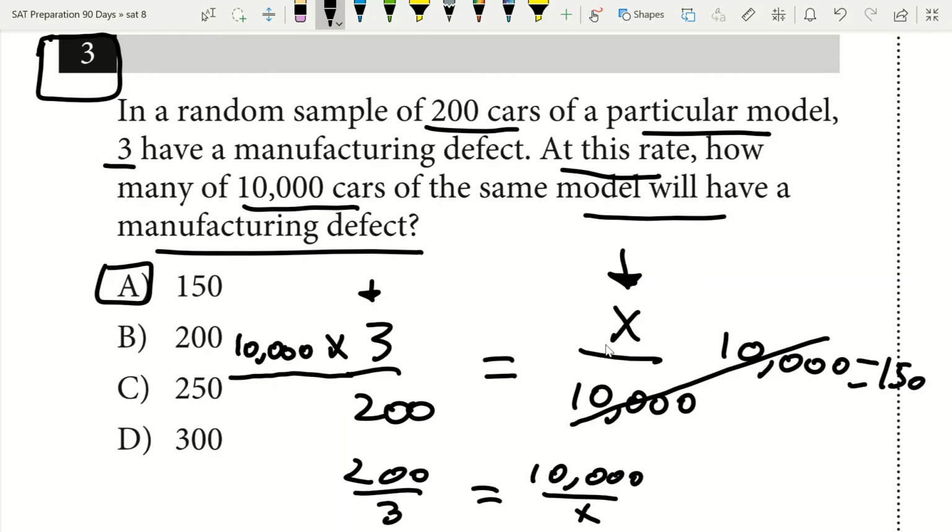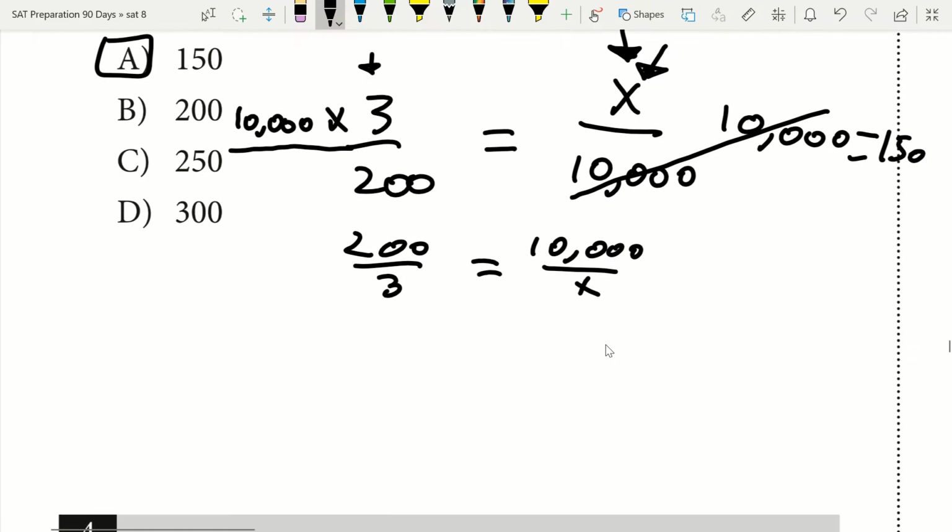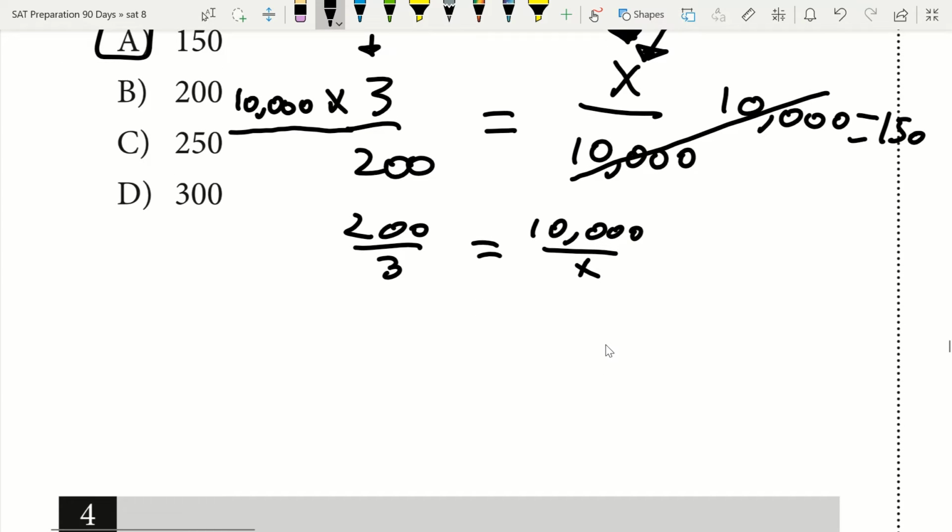So why does setting it up like this, with the variable that I want to solve for on top, save me time? Well, I'll go ahead and show you. If I was to set it up with the variable I want to solve for on the bottom, in my denominator, then I have to multiply each side by x. So that's one step. Then I have to multiply each side by 3.